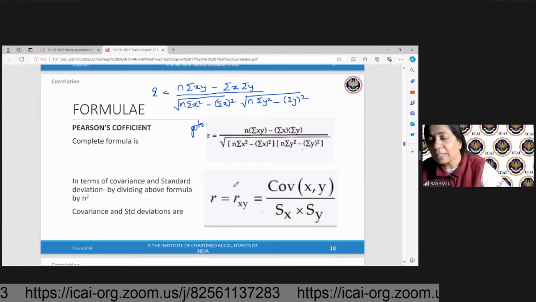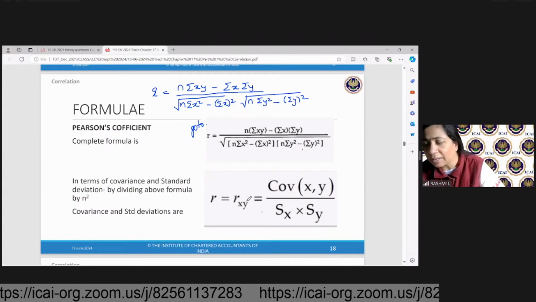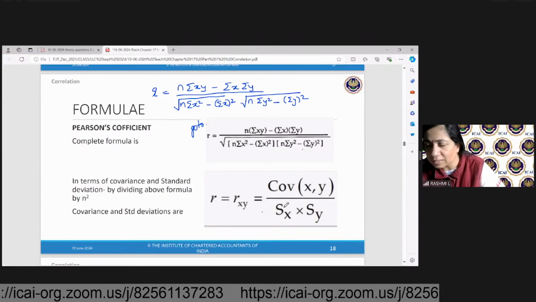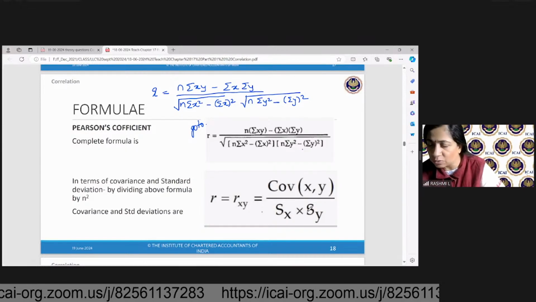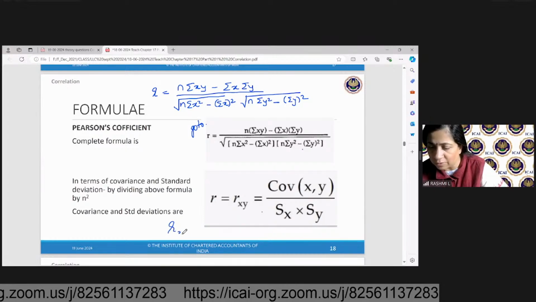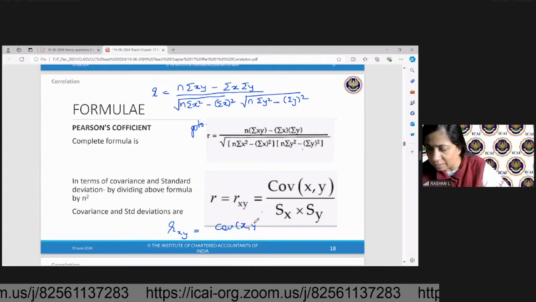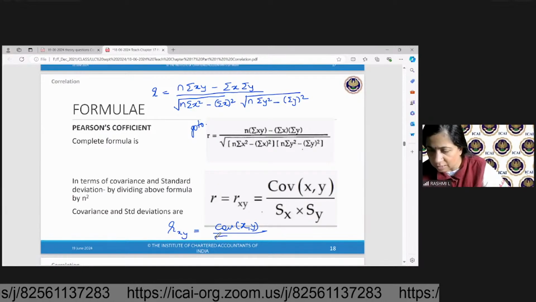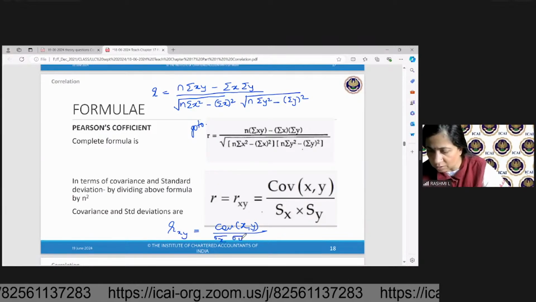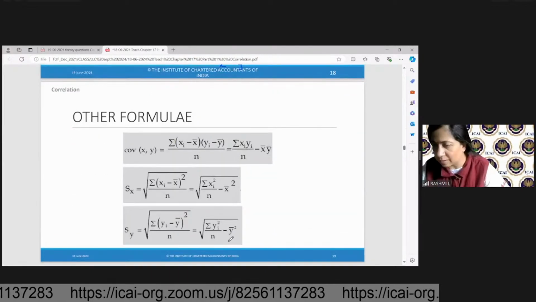The other formula which is very commonly asked is this: Rxy is equal to covariance xy upon sigma x into sigma y. So you could use this, or symbol-wise, you have covariance xy upon sigma x into sigma y, that is, standard deviation of x into standard deviation of y.